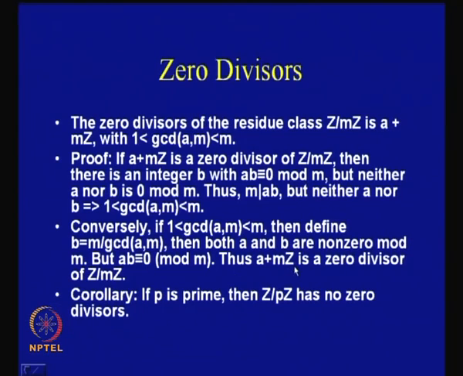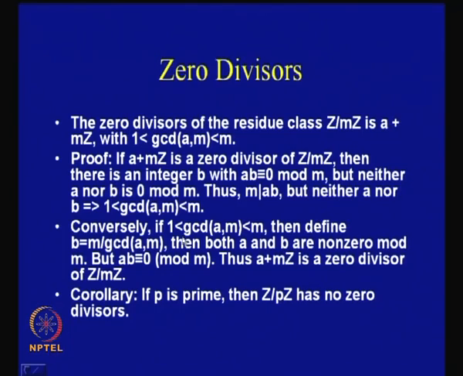Thus a plus mZ is a zero divisor of Z/mZ. So it is very easy to detect the zero divisors. This simple test reveals them: if I take the GCD of a number a along with m, and the GCD lies between 1 and m, then a forms a zero divisor.